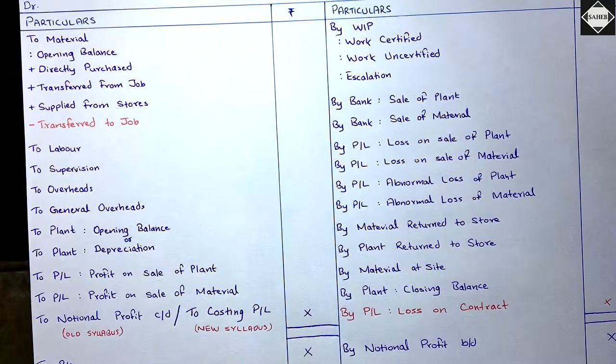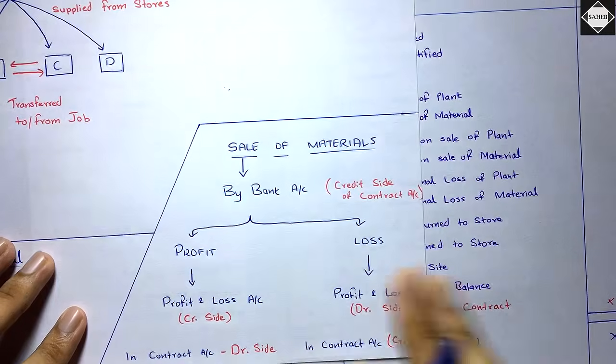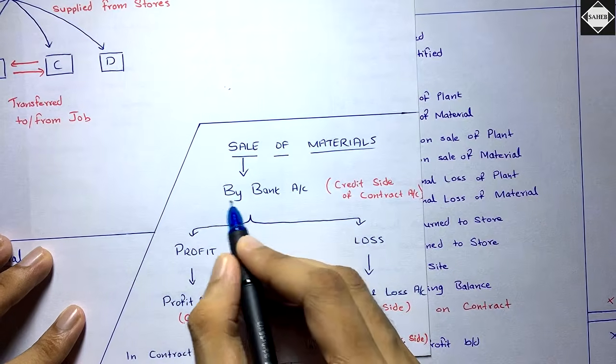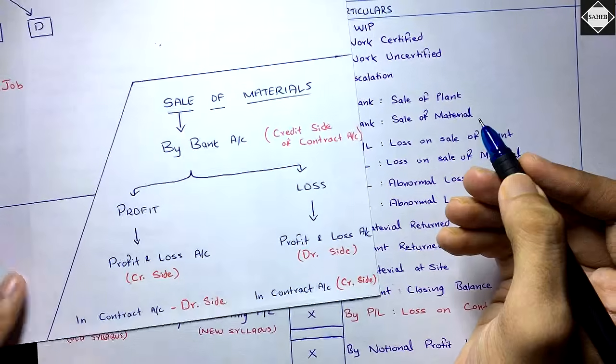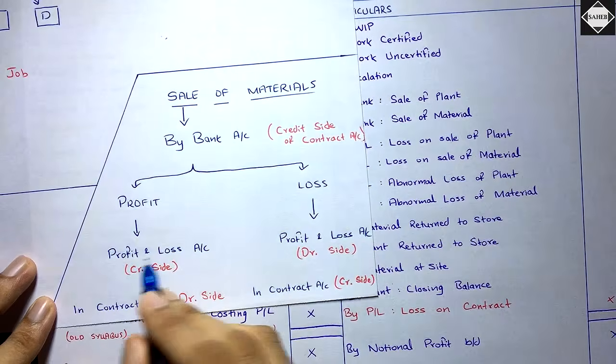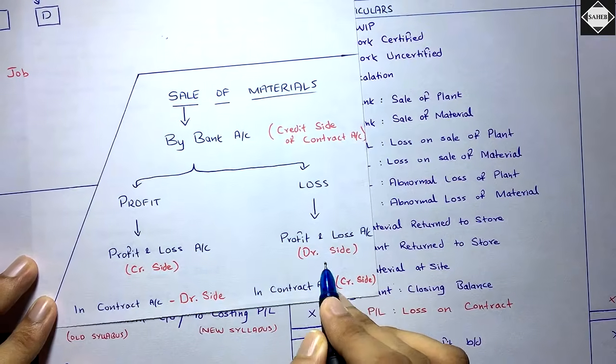So see here, let me show you the treatment properly. Sale of materials or sale of plant, the treatment is the same. What you have to do is debit bank account, credit side of contract account. And then if it is a profit, it would go where? Profit and loss account, credit side. Loss, profit and loss account, debit side.